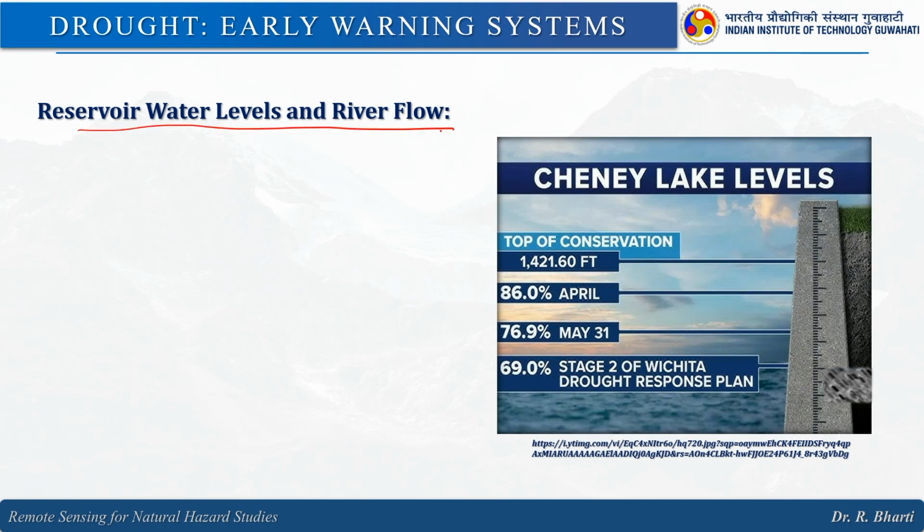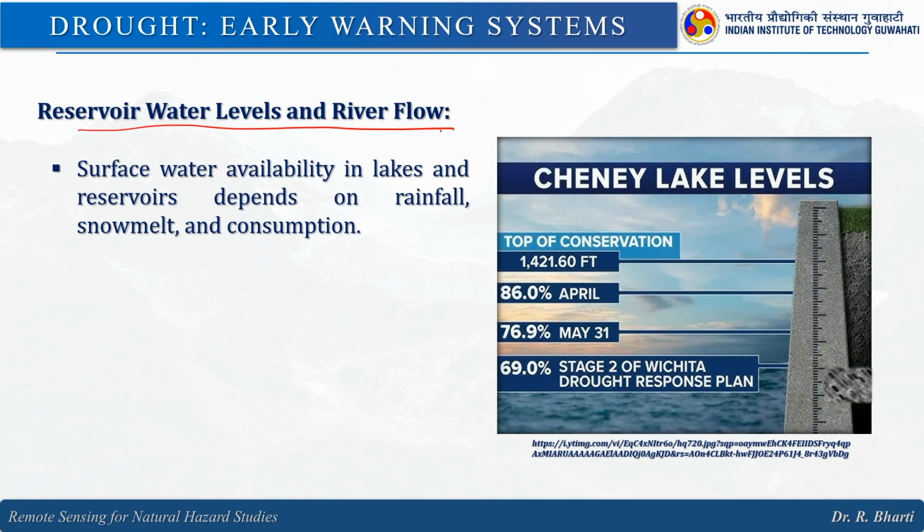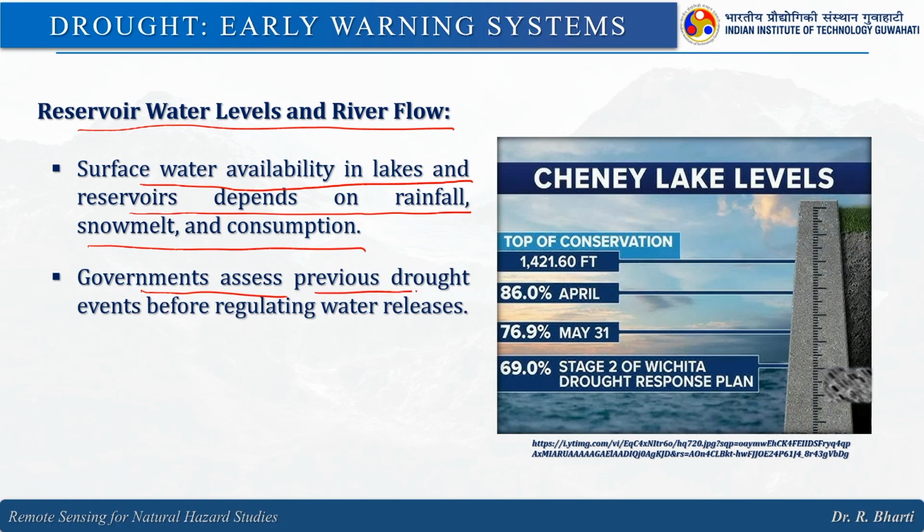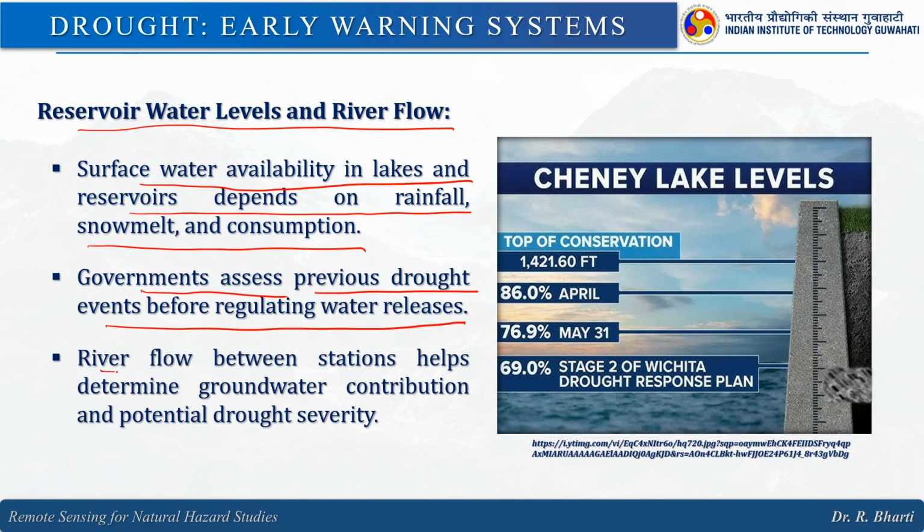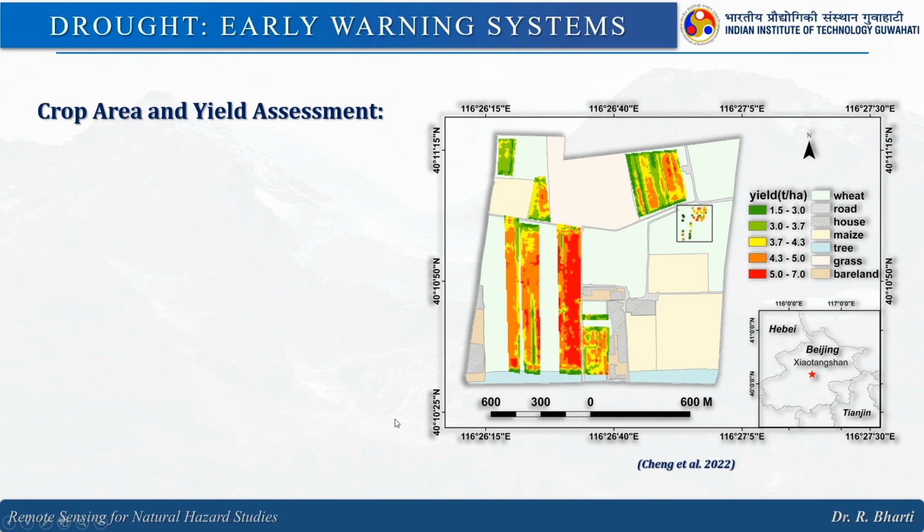Reservoir water levels and river flow. We all know many of the rivers and the lakes or the reservoirs have continuous measurement of the water level, right. Surface water availability in lakes and reservoirs depends on rainfall, snow melt and consumption. Governments assess previous drought events before regulating water releases. River flow between stations helps to determine groundwater contribution and potential drought severity in a particular region.